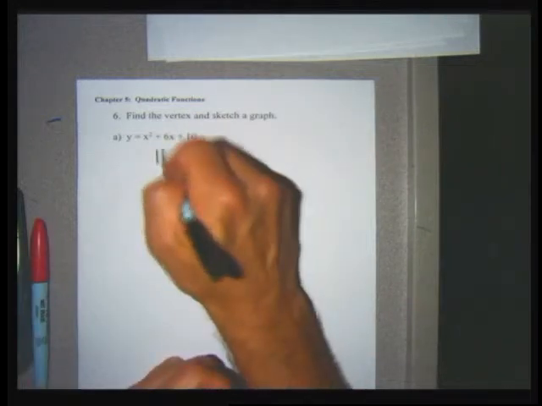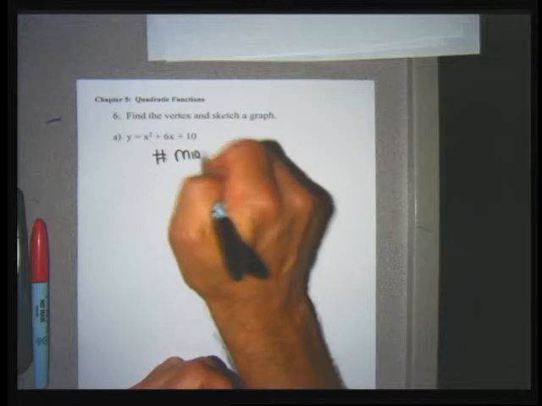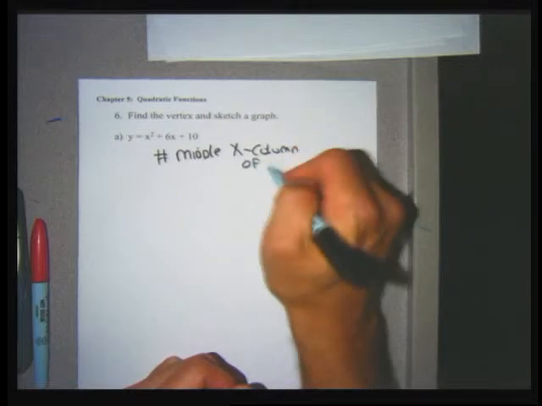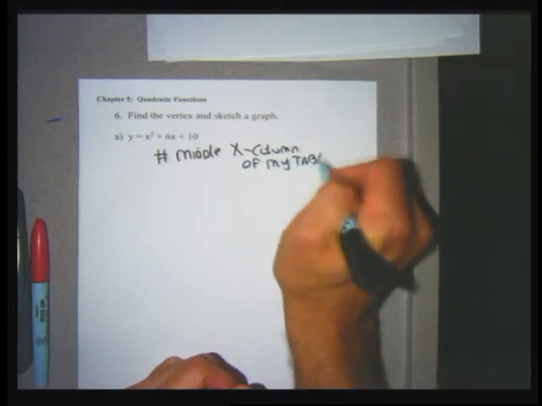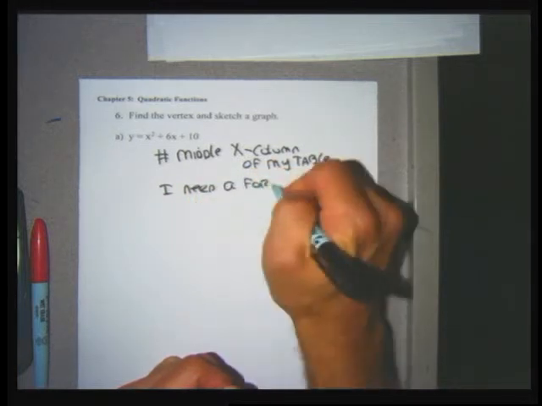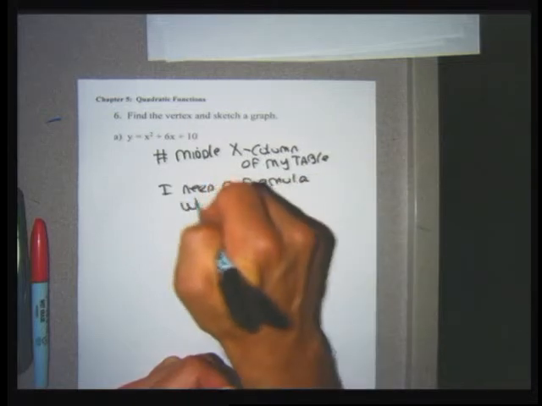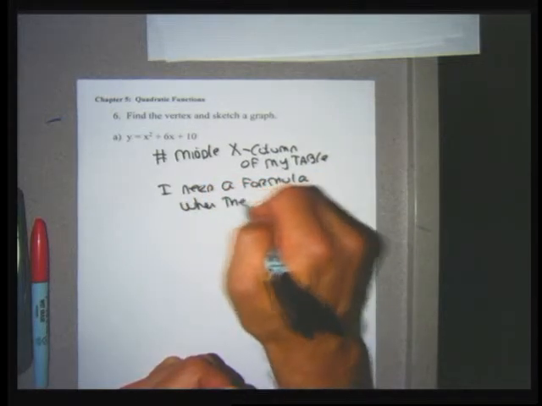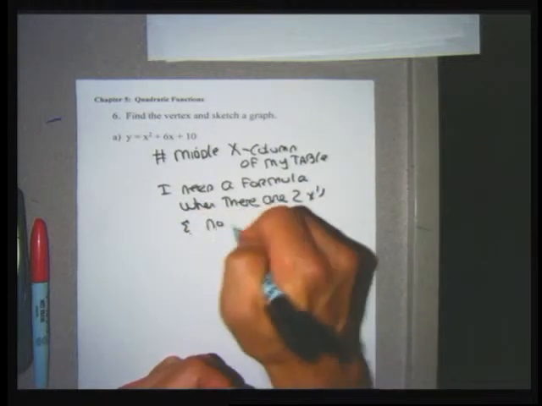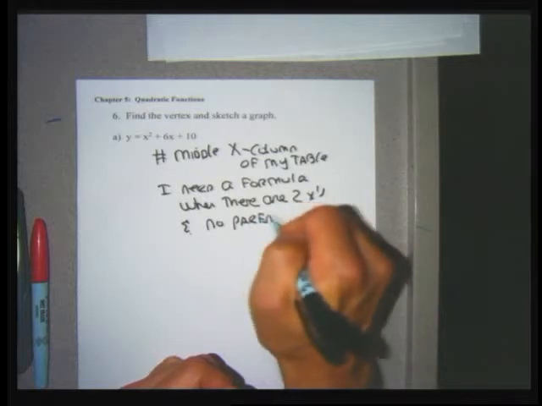Both parts of 6 want me to just sketch a graph and find the vertex. So for the number in the middle of the x column of my table, because there's 2 x's, I have to use a formula. When there's 2 x's and no parentheses, I need that formula. It's not a hard formula because it's kind of part of the quadratic formula.